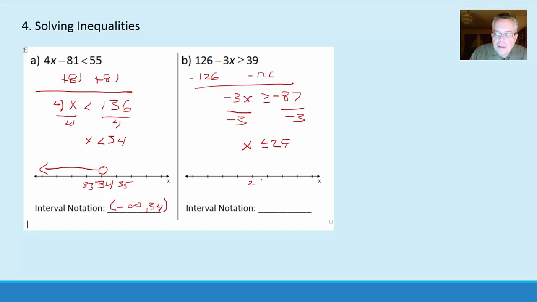Negative 87 divided by negative 3 is positive 29. So let's label 29 and another number or two. It's kind of a generic number line, so that's why we have to number it. We need a solid dot, and less than means we're going to go to the left. Okay, for interval notation, negative infinity up to and including 29, so a square bracket. There we go. We have it 3 different ways. I gave you a simplified inequality, a graph, and an interval notation. 2 more examples, and we're done.